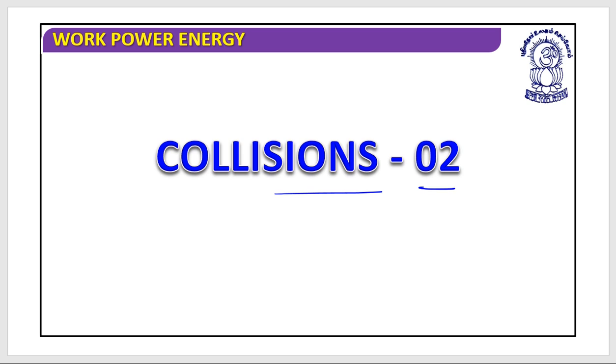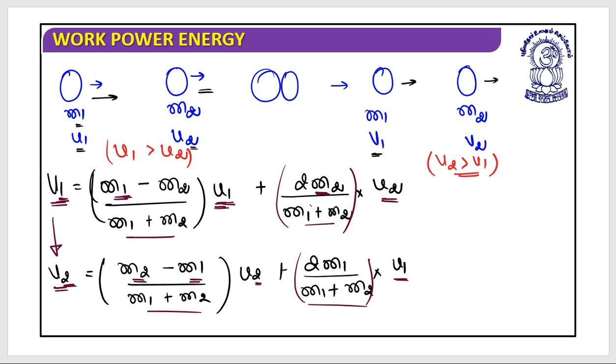This is the second lecture of collision. In the first lecture we were discussing elastic collision, and if you remember, we derived this relation: when an object has mass m1 and is moving with velocity u1, and another object having mass m2 is moving with initial velocity u2, they collide somewhere, and their velocities after collision are v1 and v2.